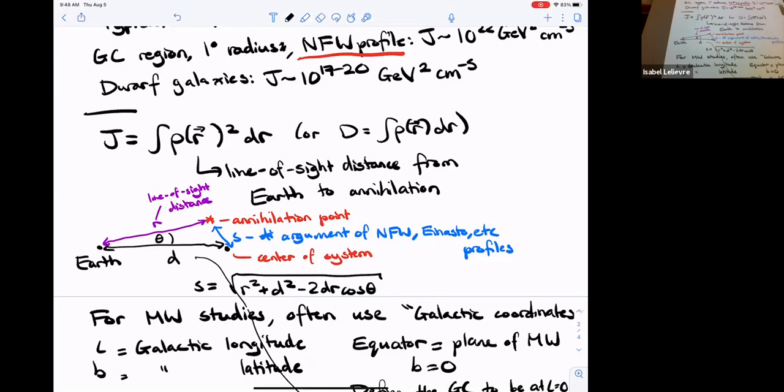But you'll often see in constraints, people basically just setting the boost factor to 1 because it seems like the most conservative thing to do. But it's true, it's probably not 1 in a lot of systems, and a better understanding could maybe allow us to set stronger constraints.